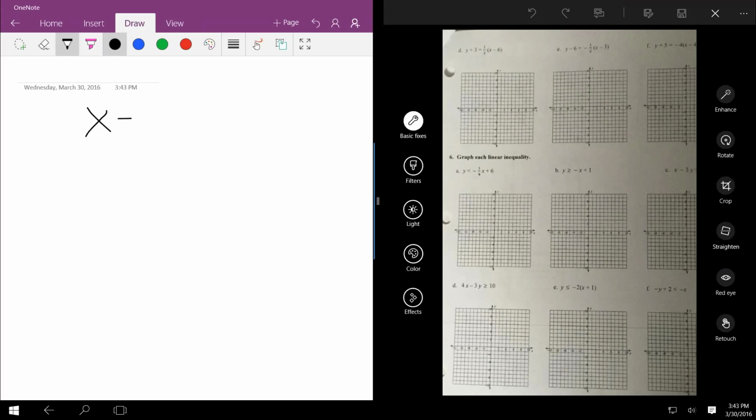x minus 3y is greater than or equal to 2. I think it's a 2 if my memory serves me correct. All right, all you need to do is subtract the x, divided by -3. Okay, so we end up with what? You would get y equals... it's greater than or equal to. Let's do this one step at a time.